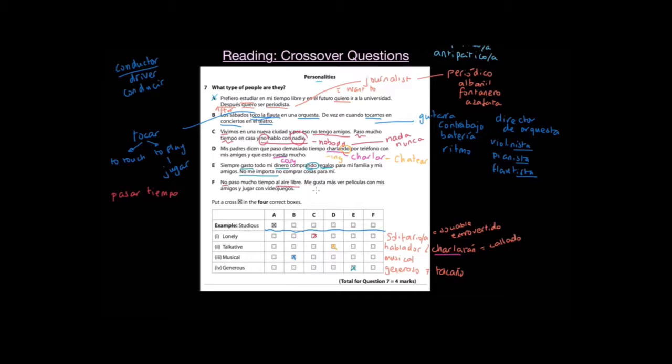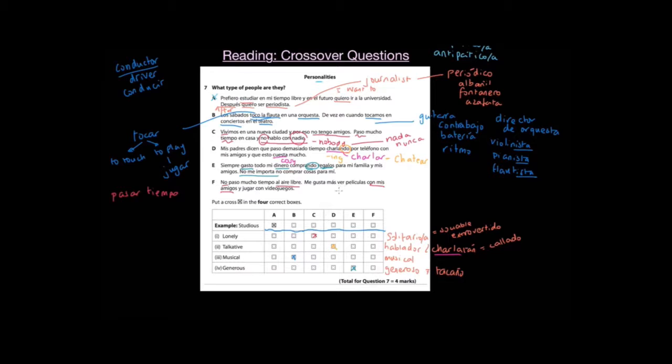This is just describing someone who doesn't like being outdoors. He's quite happy to be at home, but has got friends, okay? Con mis amigos. So that would be it. I've got the 4 crosses and it's all done, okay?